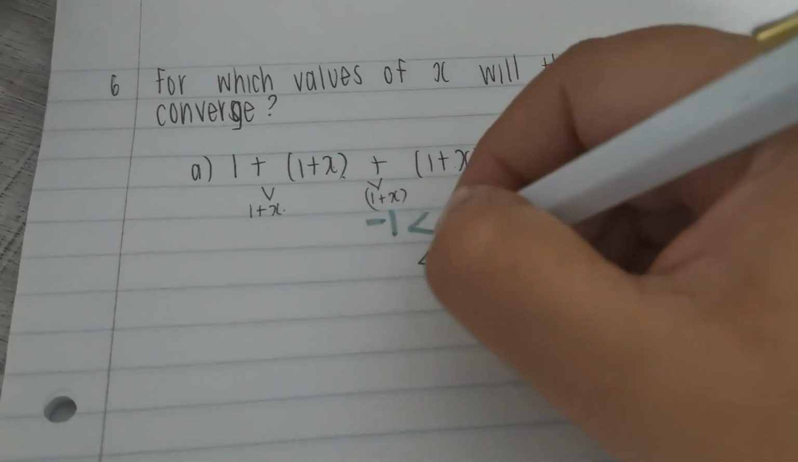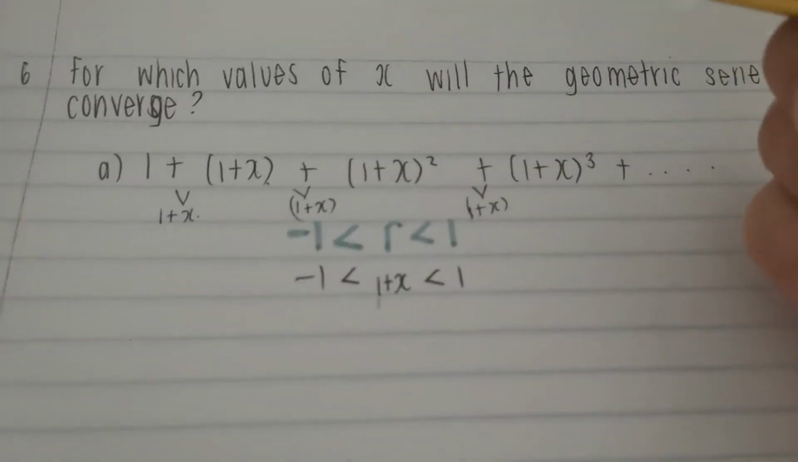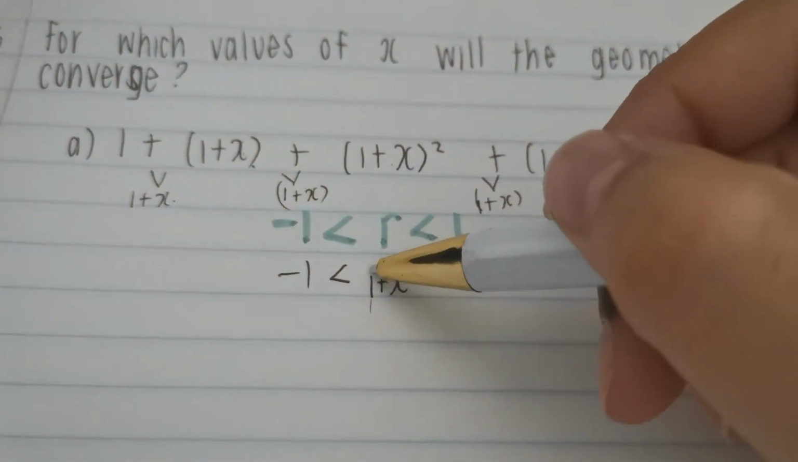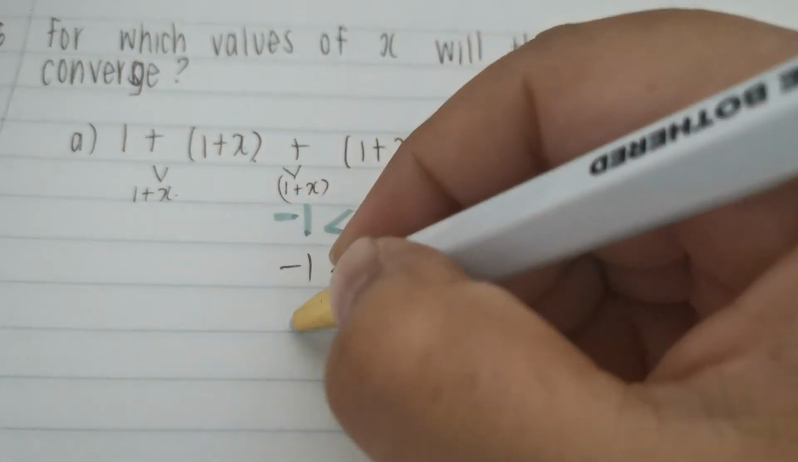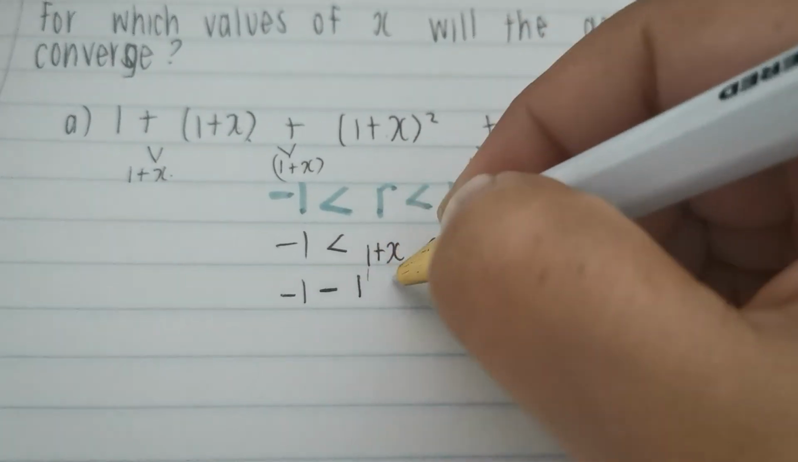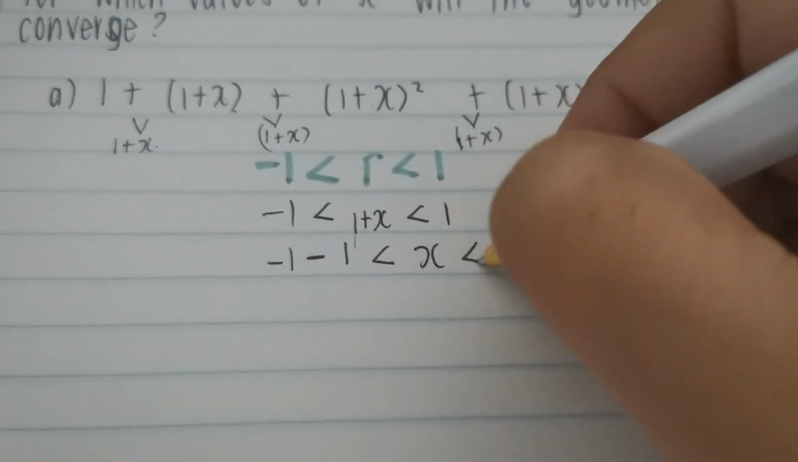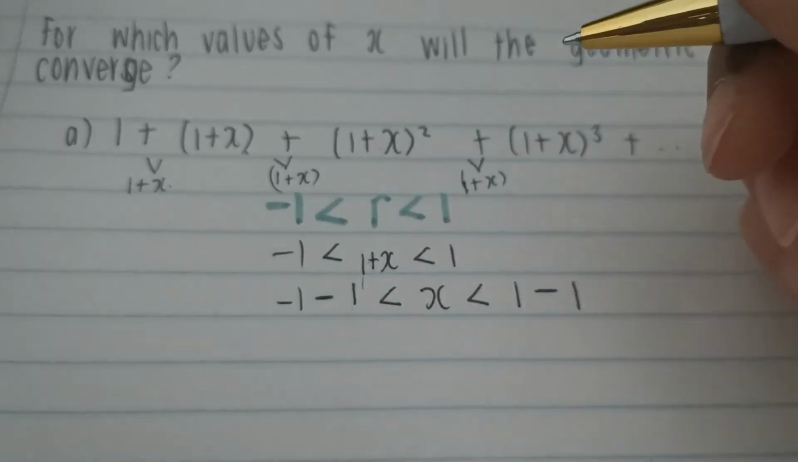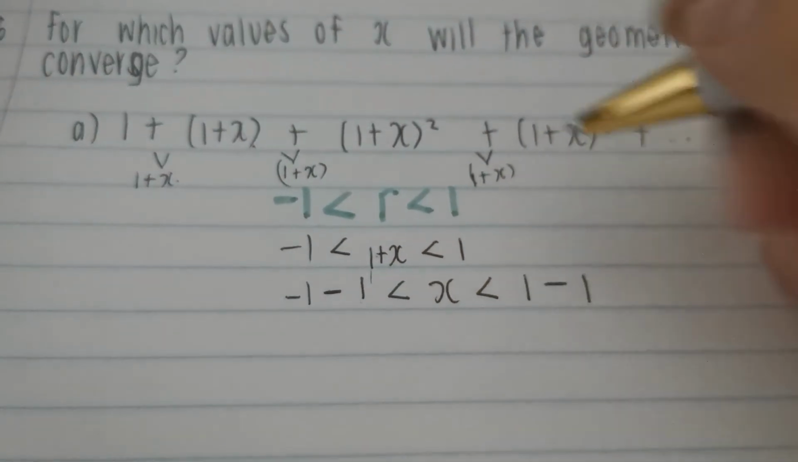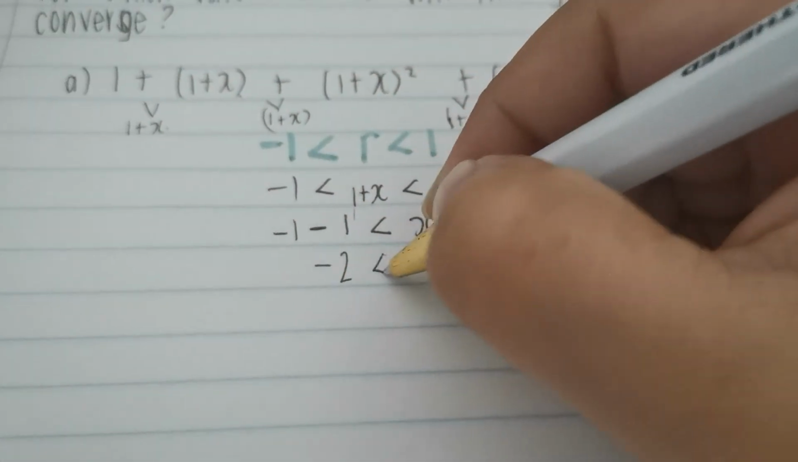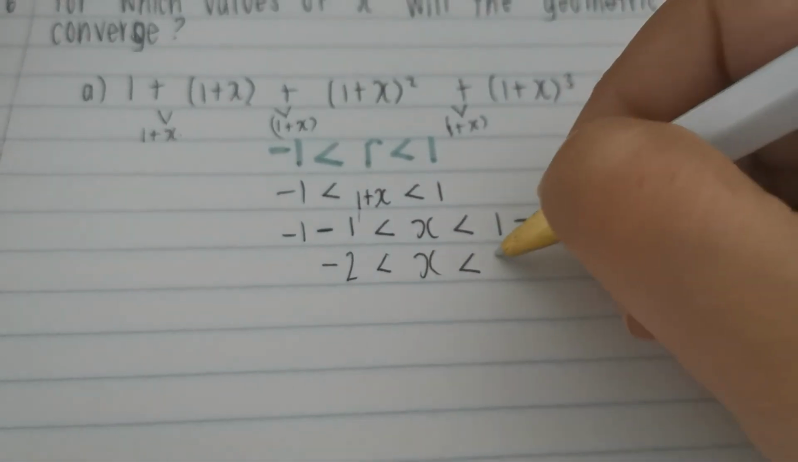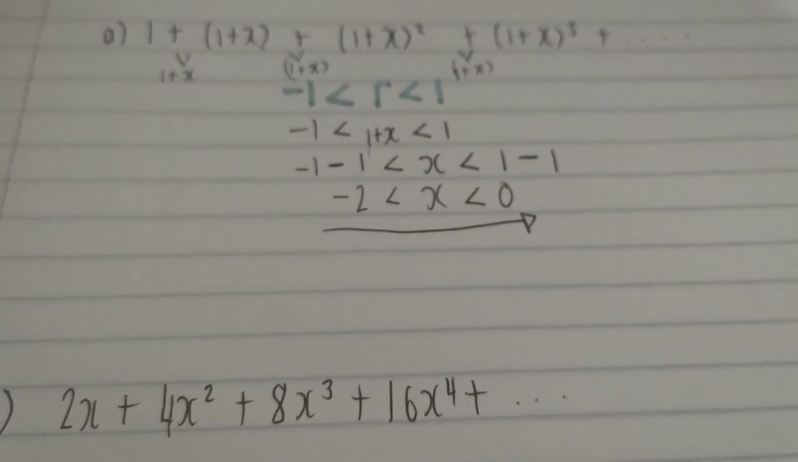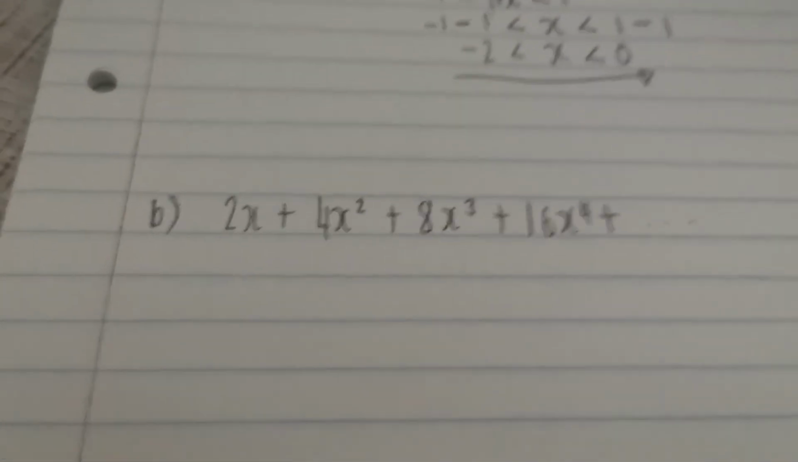It's less than 1, greater than negative 1. Now we're solving an inequality that we learned in grade 10. In order to do this, you take the 1 over to that side and that side, minus 1. It is a positive 1 here; when I take it over, it's minus. This gives me negative 2, and 1 minus 1 is 0. And that's my answer.